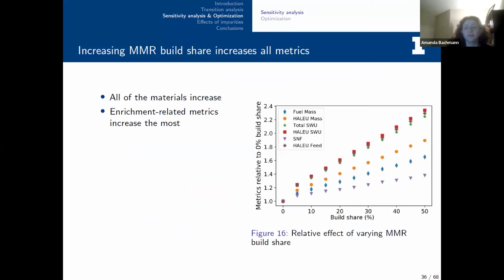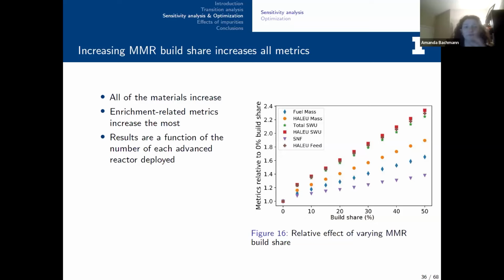So the first result I want to look at is what happens when you vary the MMR build share. If we say 0 to 50% of the energy demand has to come from MMRs, what does that do for each of these material requirements? All of the material requirements increase, and the enrichment-related metrics are going to increase the most. So you see up here the HALEU SWU, the total SWU, and the HALEU feed increase more than your UNF mass or your fuel mass. That's because of the compounding effect of increasing your product mass and increasing your product assay with the MMR relative to the other two reactors.